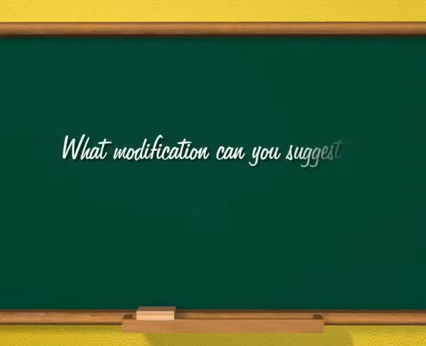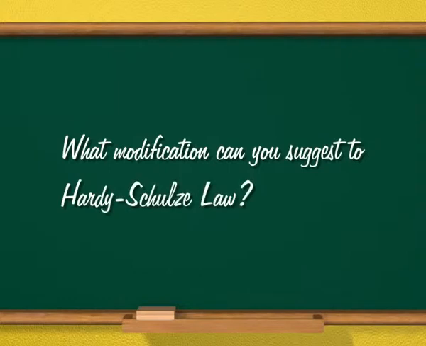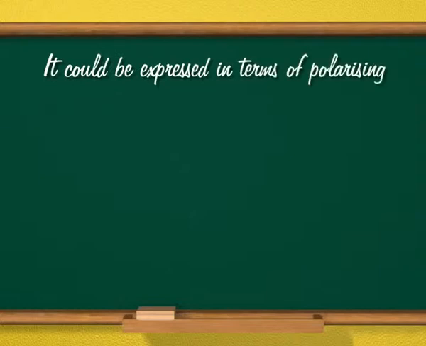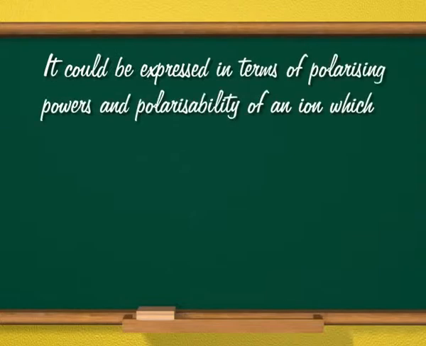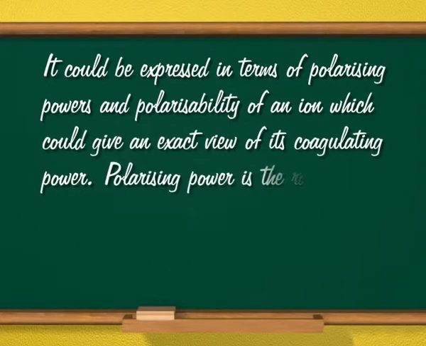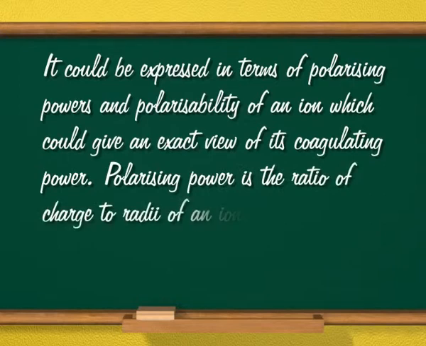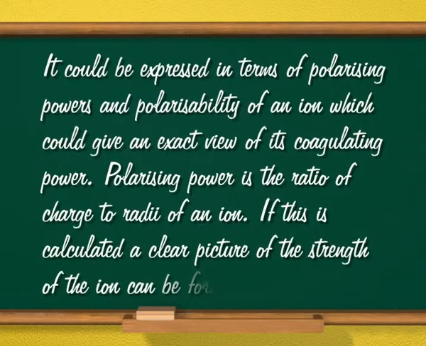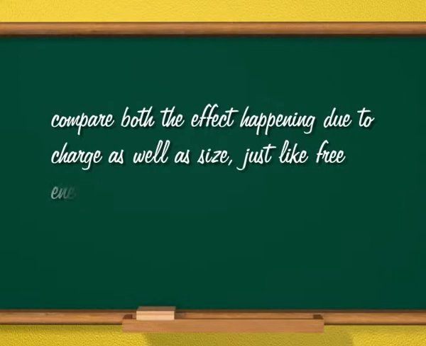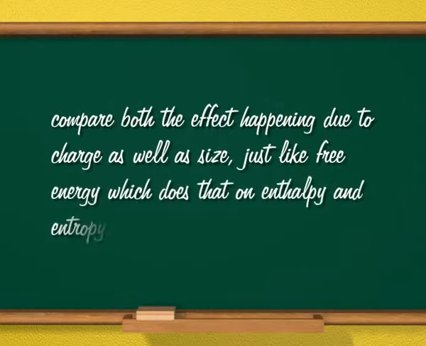My next question is, what modification can you suggest to Hardy-Schulze law? Answer is, it could be expressed in terms of polarizing power and polarizability of an ion, which could give an exact view of its coagulating power. Polarizing power is a ratio of charge to radius of an ion. If this is calculated, a clear picture of the strength of the ion can be formed, as it would compare both the effect happening due to charge as well as size, just like free energy, which does that on enthalpy and entropy.